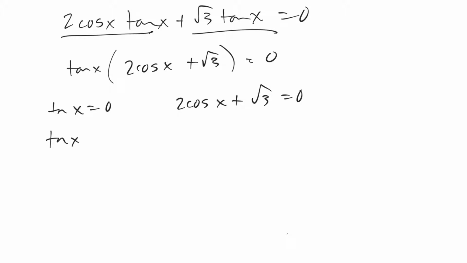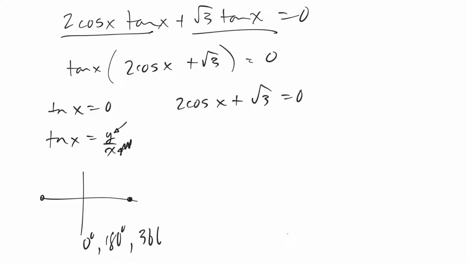Well, tan is the same thing as y over x. And so tan is 0 whenever y is 0. I can't have x as 0, that's illegal. So whenever y is 0. And y is 0 at this point here and at that point. So my answers would be at 0 degrees, 180 degrees, 360 degrees, or the pi's that are associated with that.